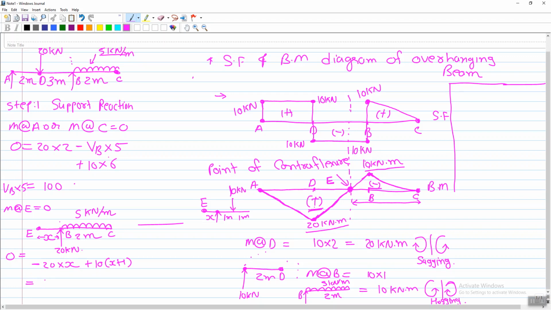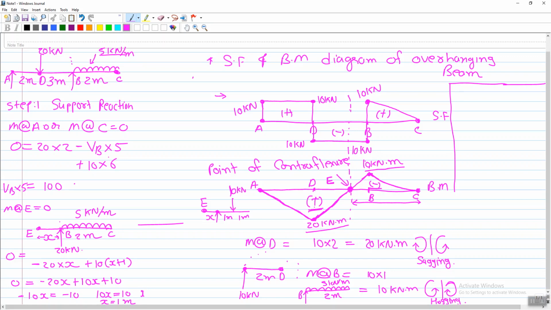All right, so first of all, minus 20x plus 10x plus 10 is equal to 0. Minus 20x plus 10x is minus 10x, so minus 10x is equal to minus 10. So 10x is equal to 10. So you can say x is equal to 1 meter. So this is your distance.